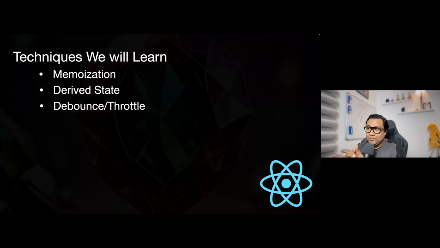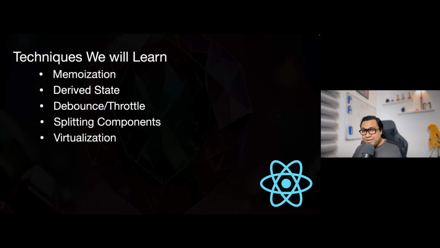Let's check out what's there in part 2. We have already learned about memoization, derived state, debounce, throttling, etc. In part 2, we are going to learn about how splitting components logically can save a lot of time and boost the performance. What does virtualization mean? Where to use it? What are the benefits, and how can we gain on performance by using this technique?